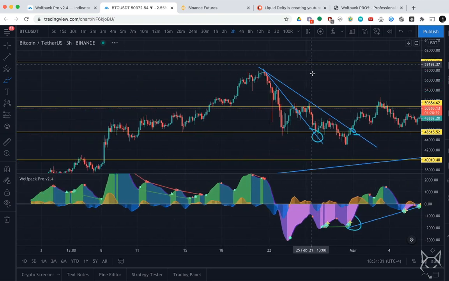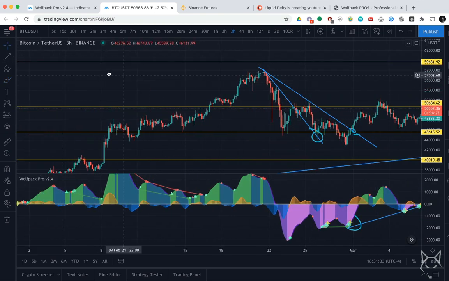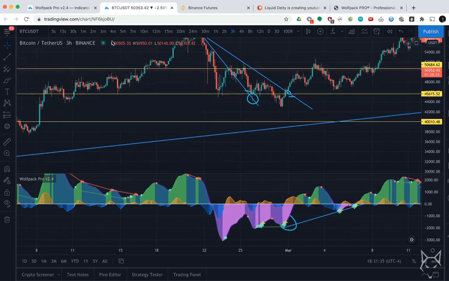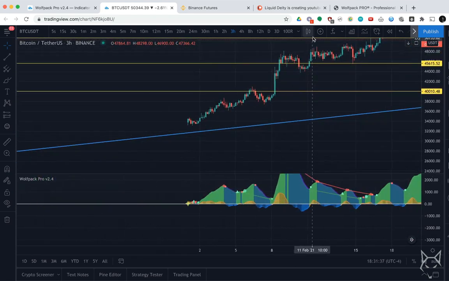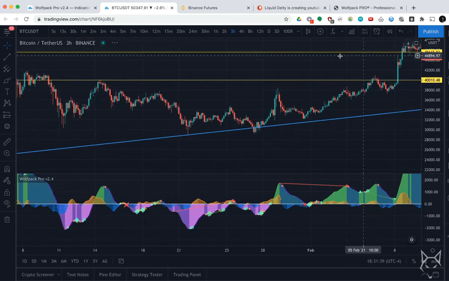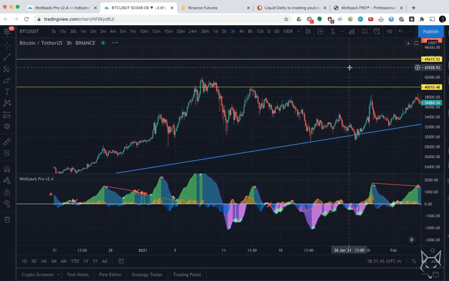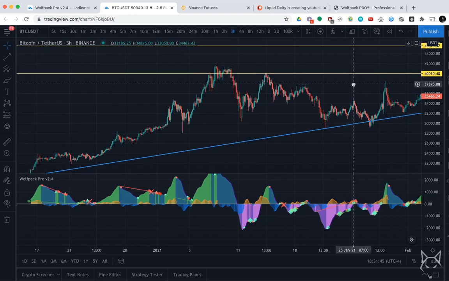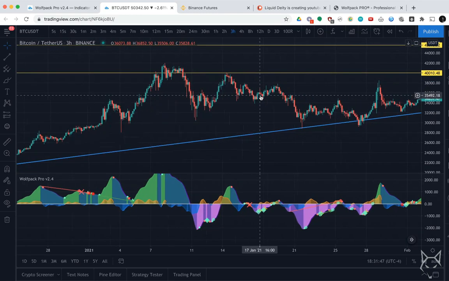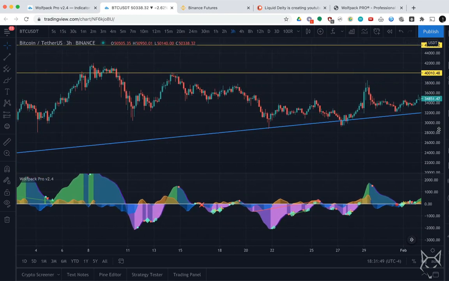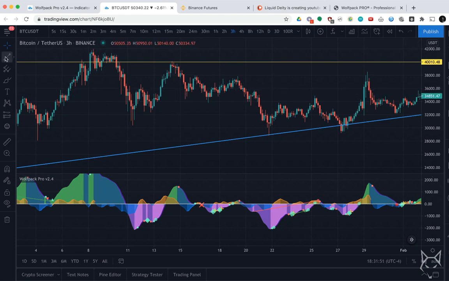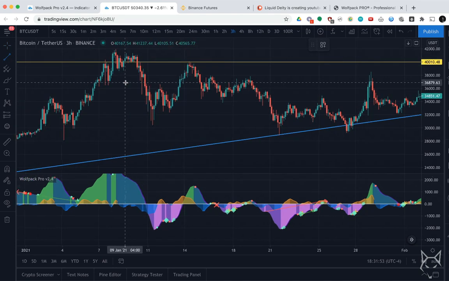All right, now let's go back to some other examples here. This is very, very simple. Okay, back to January. Bitcoin had an absolutely disgusting January. We could draw our trend lines still.